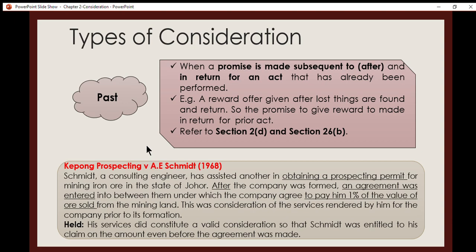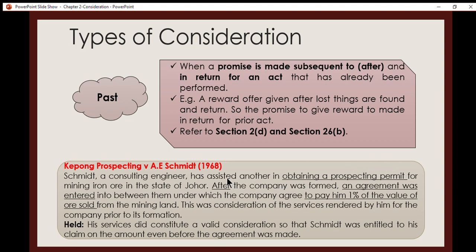There is one case to illustrate past consideration, Kepong Prospecting against A.E. Smith. In this case, Smith, a consulting engineer, had assisted another in obtaining a prospecting permit for minor iron ore in the state of Johor. After the company was formed, an agreement was entered into between them, under which the company agreed to pay him 1% of the value of ore sold from the mining land. So based on these situations, we know that Smith already performed an act on behalf of the company, where he managed to obtain the prospecting permit.